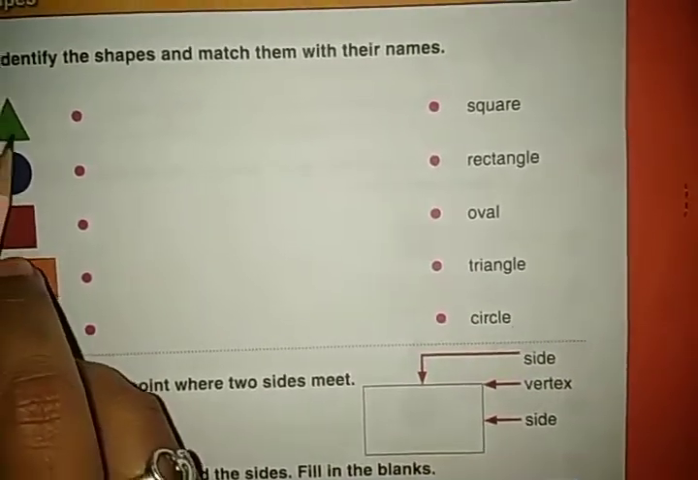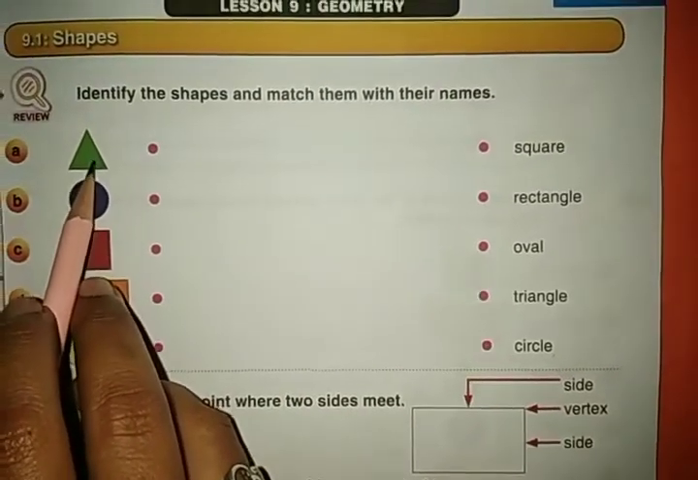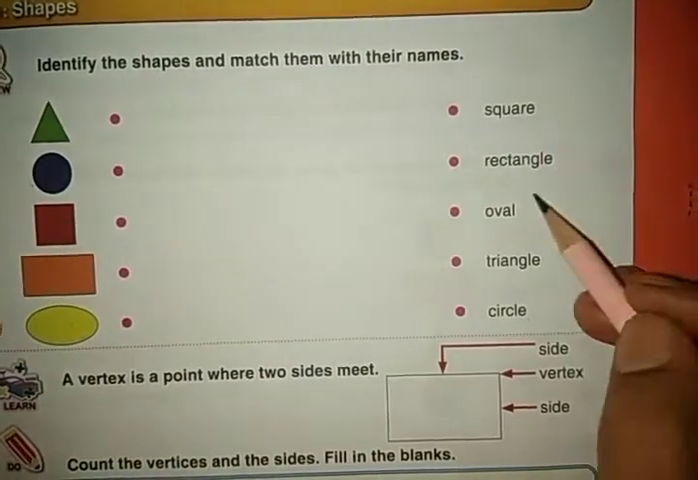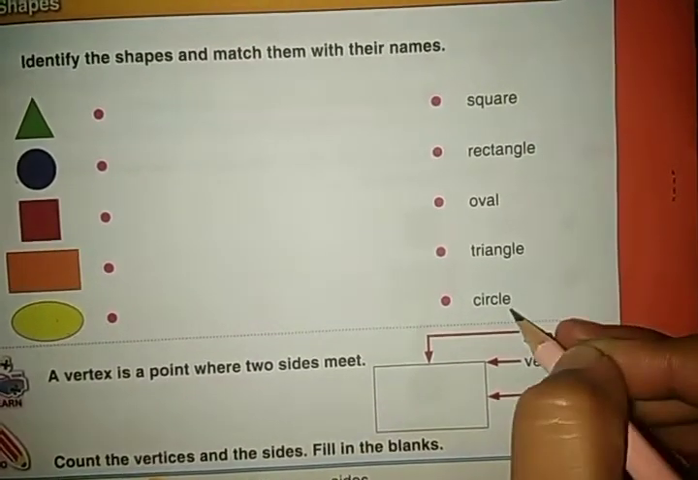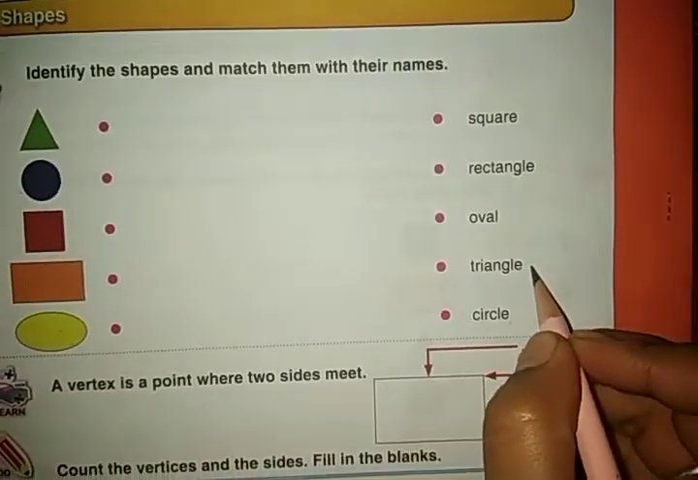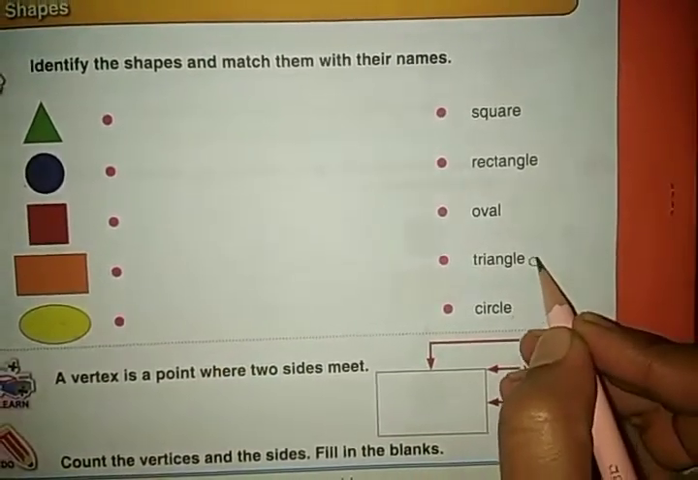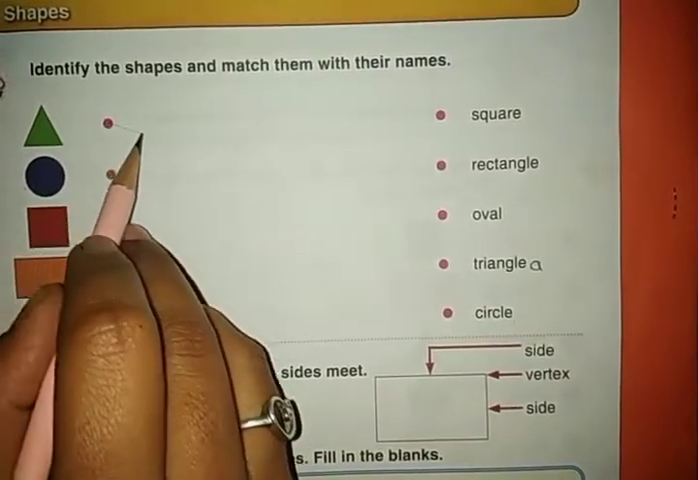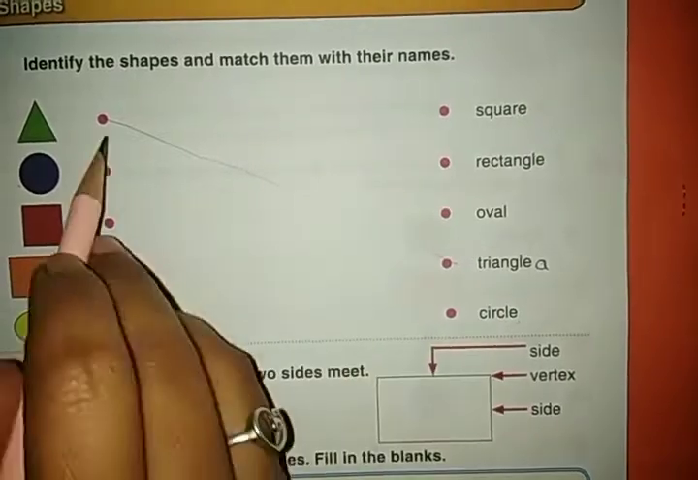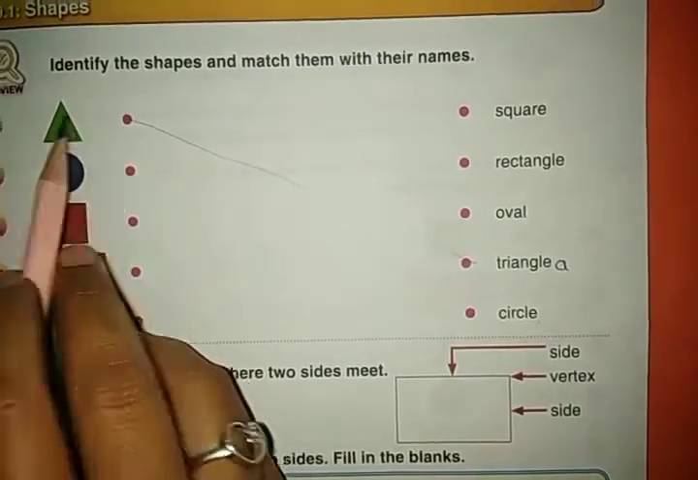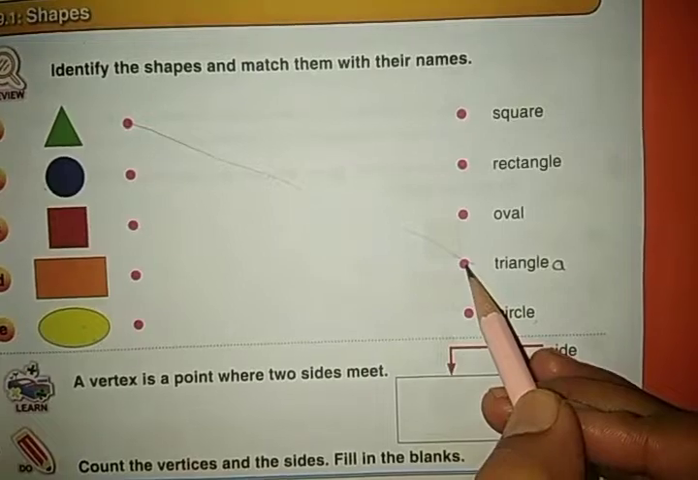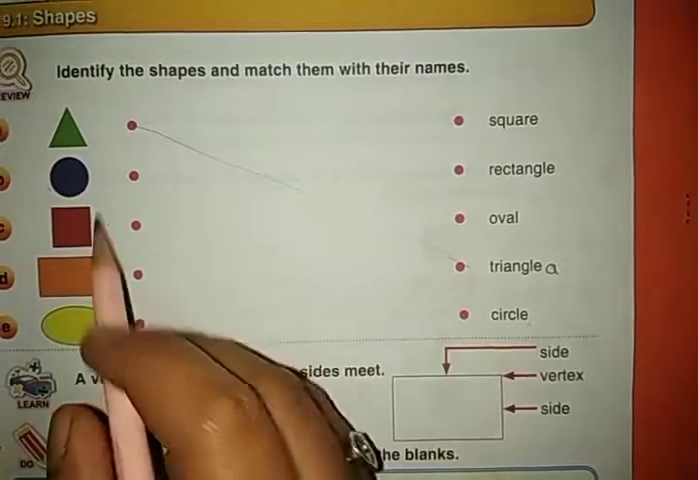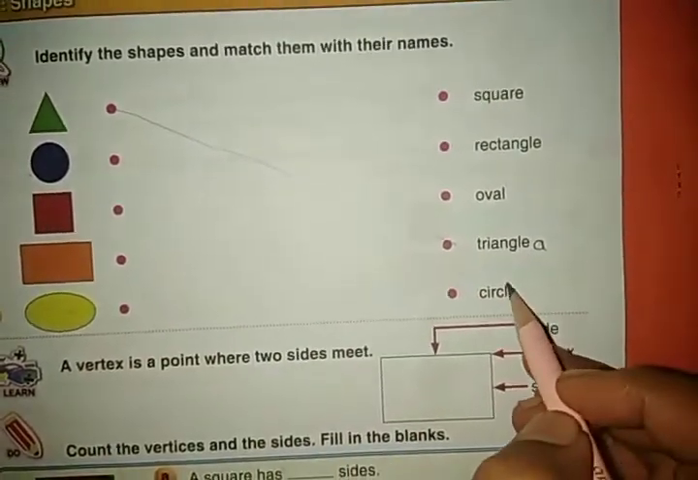Okay, see children, this is a triangle. Yes, this is triangle. See where triangle is there. This is square, rectangle, oval, triangle and circle. This one is a triangle. Yes, this is A1. Yes, children, take a scale, use a scale and draw a line from this triangle shape to this word triangle. Okay, the remaining all you join with their names, join the shapes with their names and send.